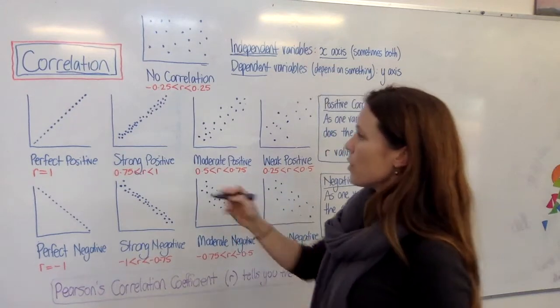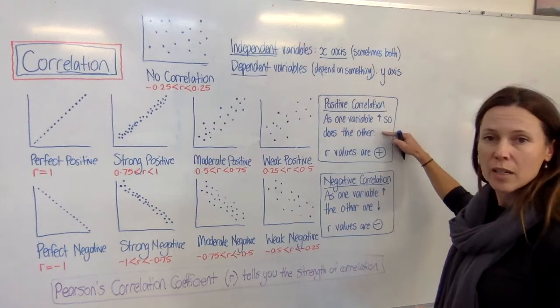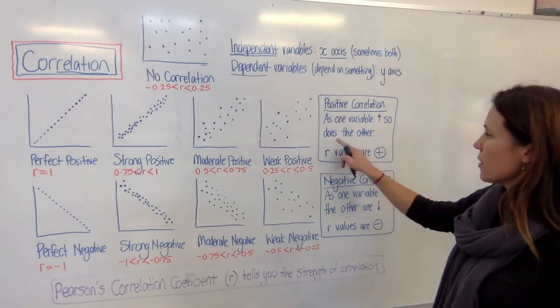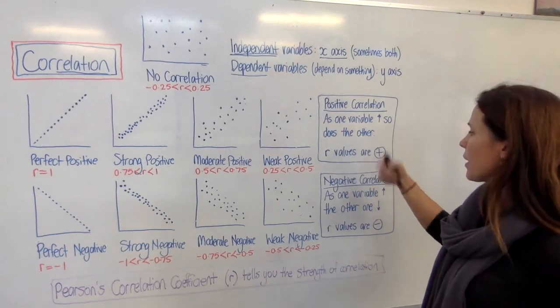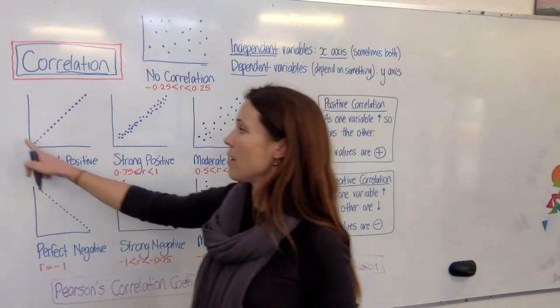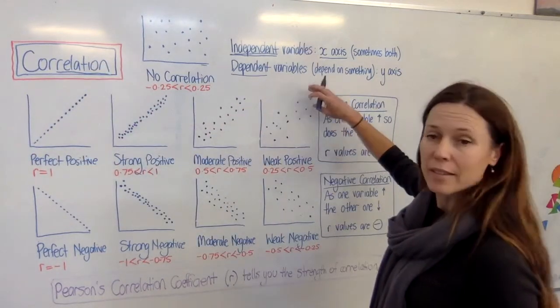Whereas, if you have a positive correlation, all of these are positive correlations, what you find with a positive correlation is that as one variable increases, so does the other, okay? So that means as the x values get bigger, the y values also get bigger, and you get something of a relationship going up like this.